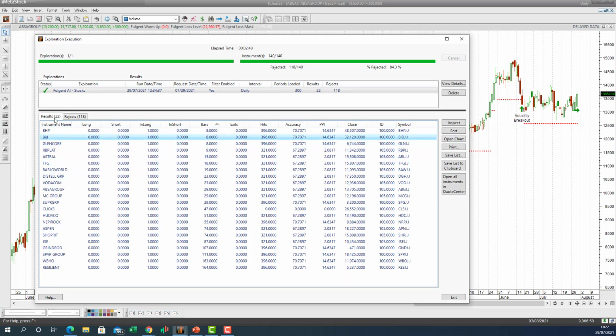We've got 22 stocks out of the JSE 140 that the AI is in a long position. It tells you how old the trade is: 8 days into a trade, 9 bars, 15 bars, 23 bars, 47 bars. Grindrod is 107, Spar Group 111, Resilient 164. So these are all the trades currently. We're going to look at some of these in a minute.